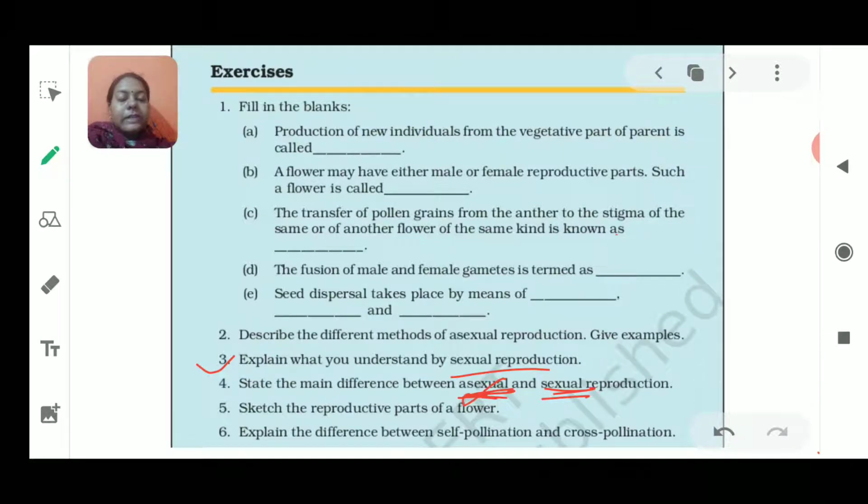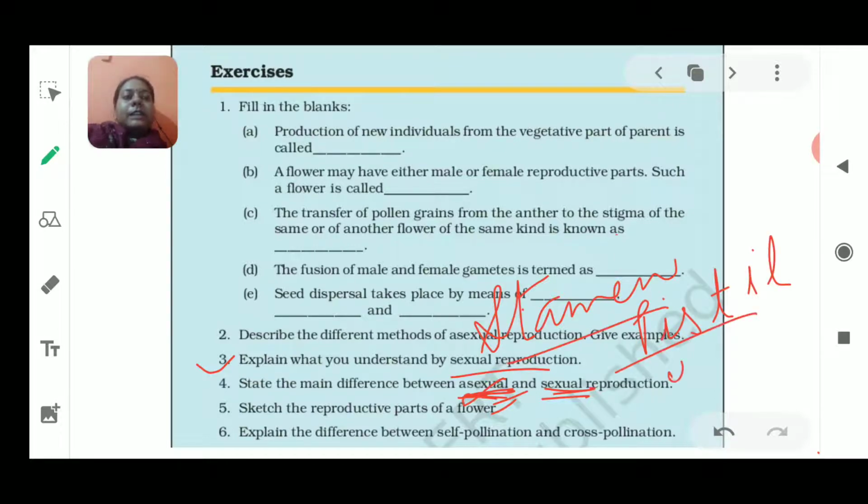And they are produced in different flowers, or in different parts of a flower. The male gamete is produced inside the anther and the female gamete is produced inside the ovary. Both of them fuse and form a new structure called the zygote. Next we need to discuss the reproductive parts of a flower. You need to draw the reproductive parts of a flower, where you will draw the stamen and pistil. These two parts will be drawn as a diagram of the reproductive parts of a flower.